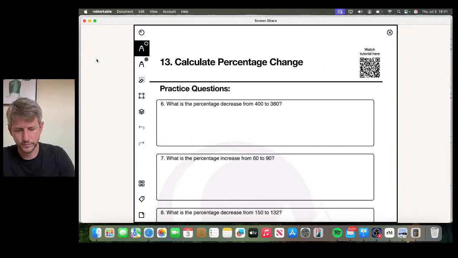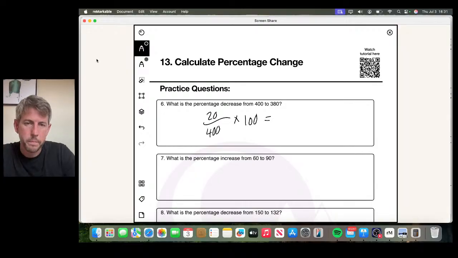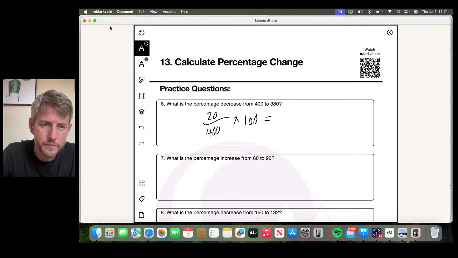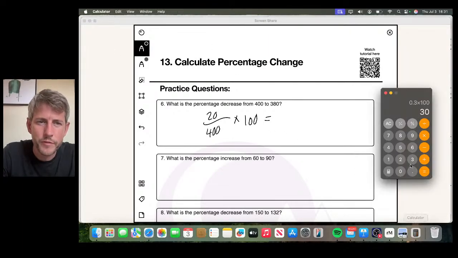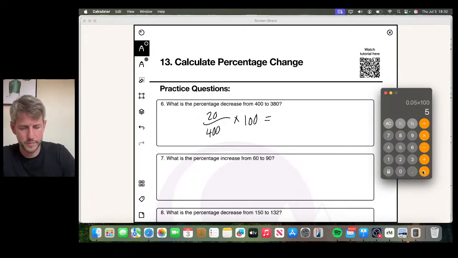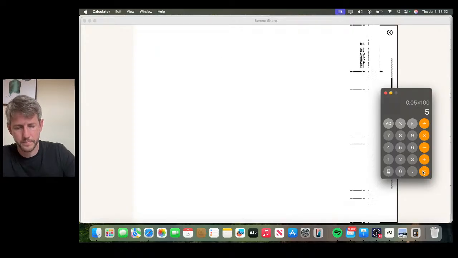Okay, so. Okay, that is a decrease of 20 out of 400. And then we'll times that by 100. And that will give us the percentage. So here we go. We've got 20 divided by 400 equals that times 100. 5%.